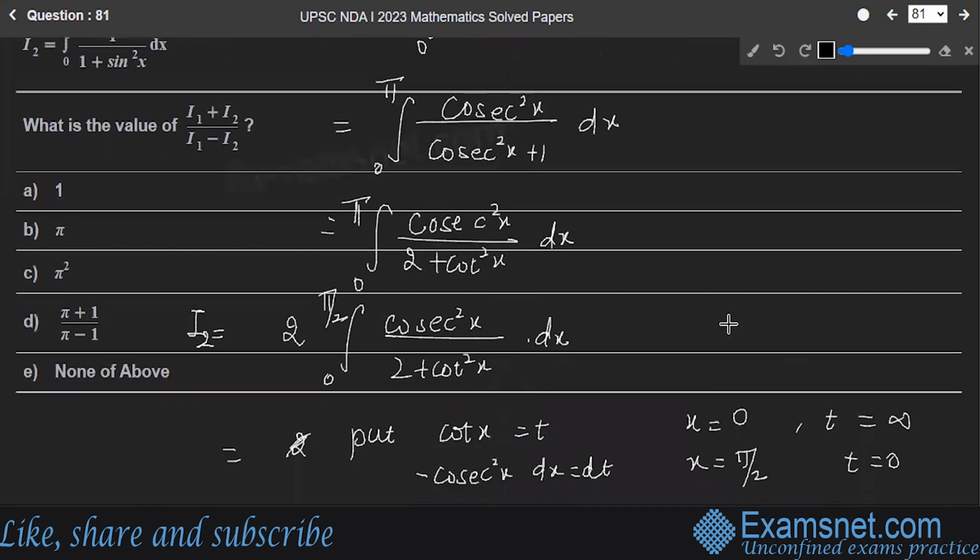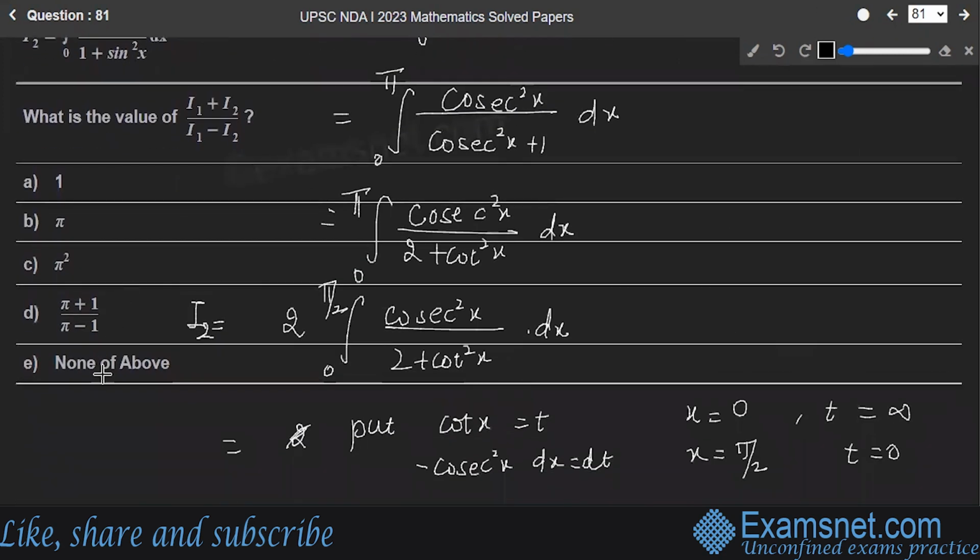Pi plus 2 into pi minus 2. I have none of the above as the answer. So such a long sum, but I didn't find any option to be the correct answer. I hope you got this sum.